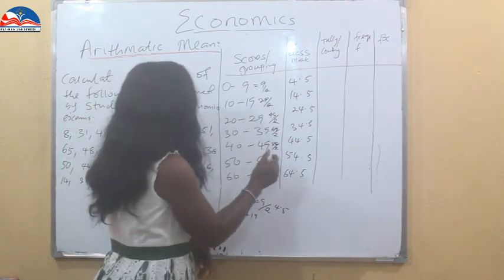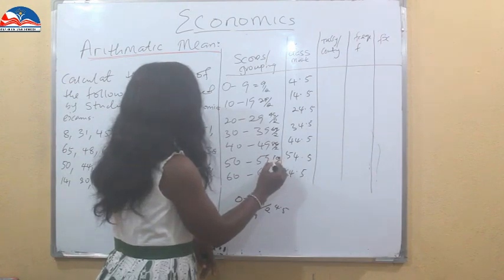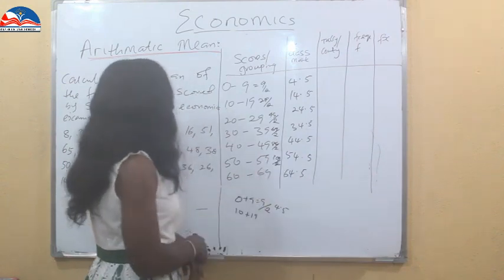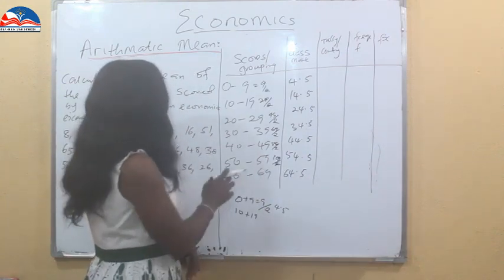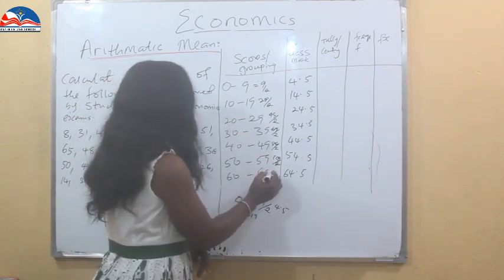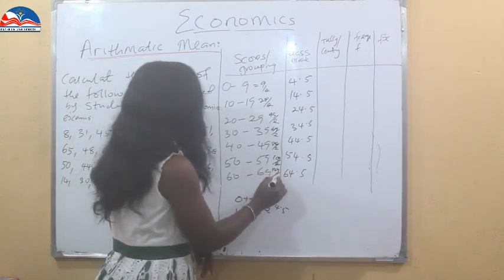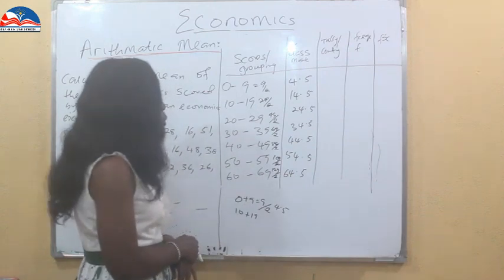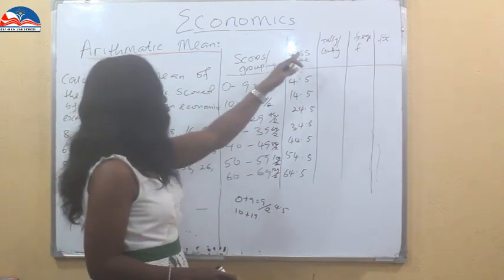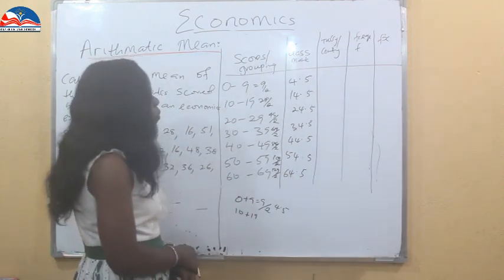This is 90 plus 20, which is 109. Divide by 2. What will you have? 54.5. Same way here, 60 and 69, which is 129. Divide by 2, you have 64.5. This is how you get your class mark.